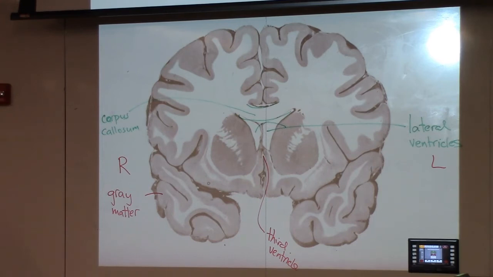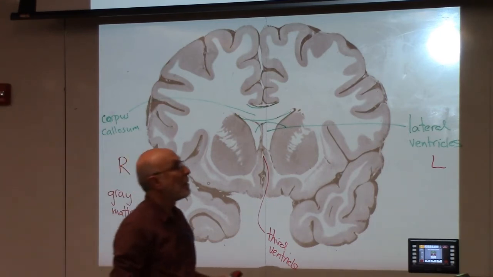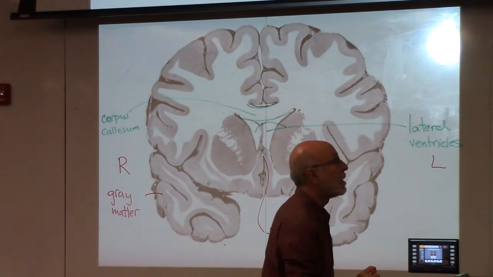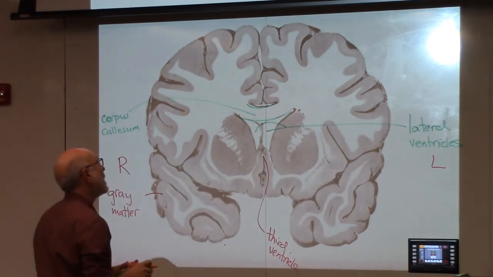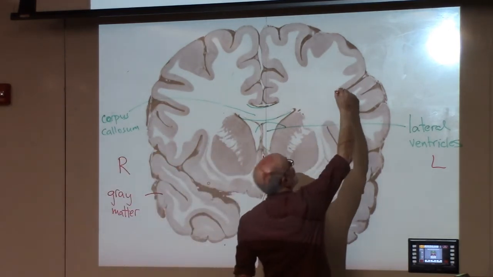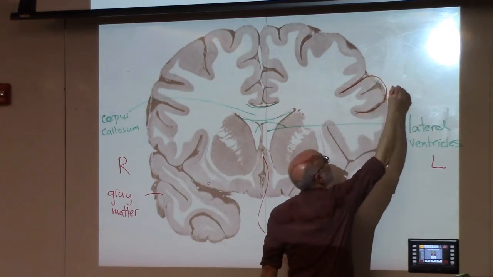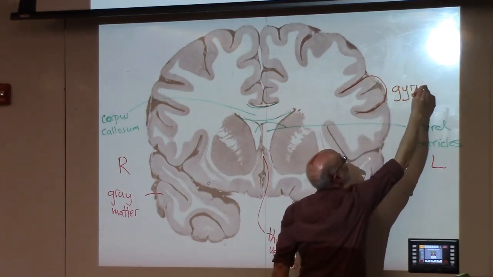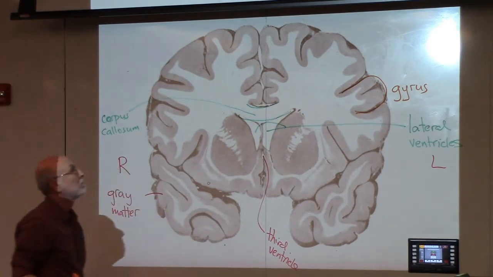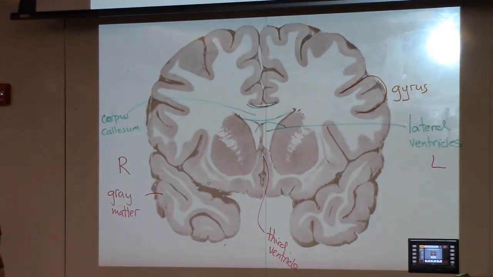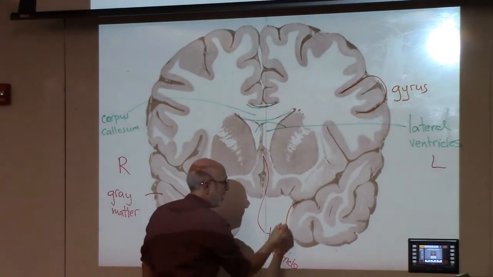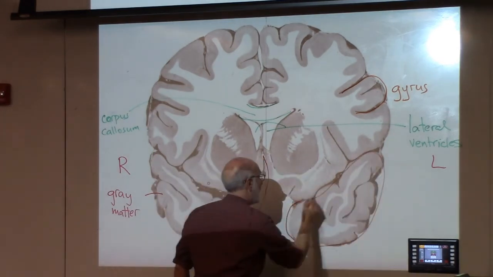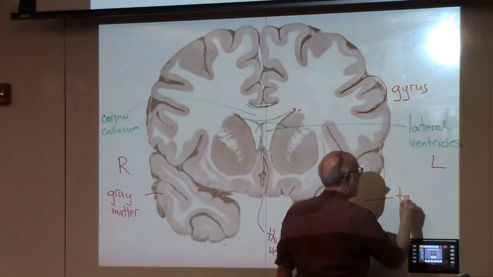Would this be a gyrus? Okay, yeah, each of these lumps is a gyrus. I don't know what the name of that one is, but I will accept that as a label. That's a gyrus. And that is the temporal lobe. Right here, this is the temporal lobe.